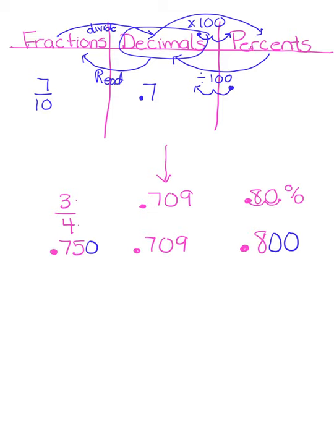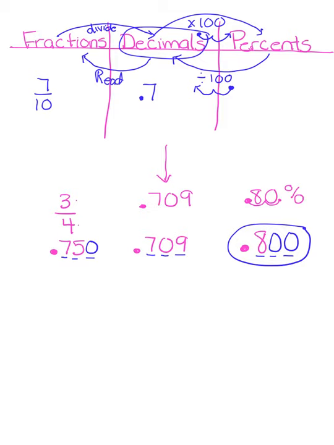Take a look and compare each one of these. 750 thousandths, 709 thousandths, or 800 thousandths. Clearly, this is the greatest value.